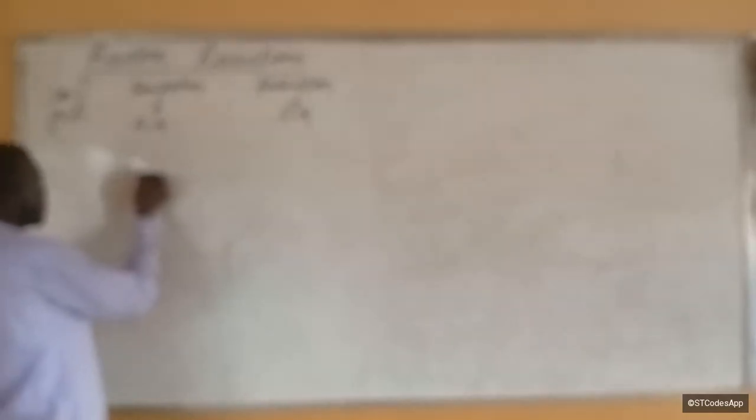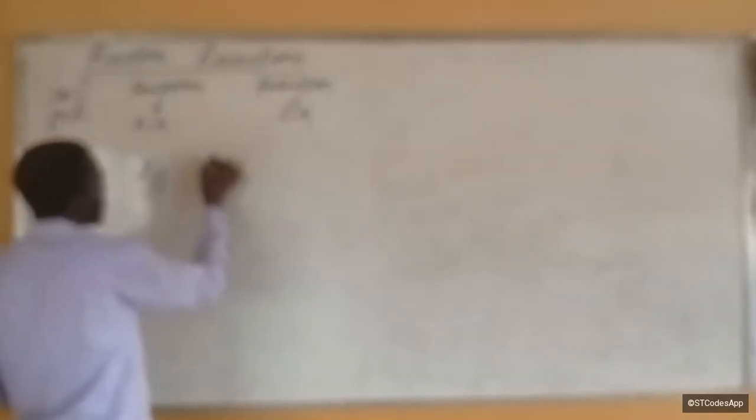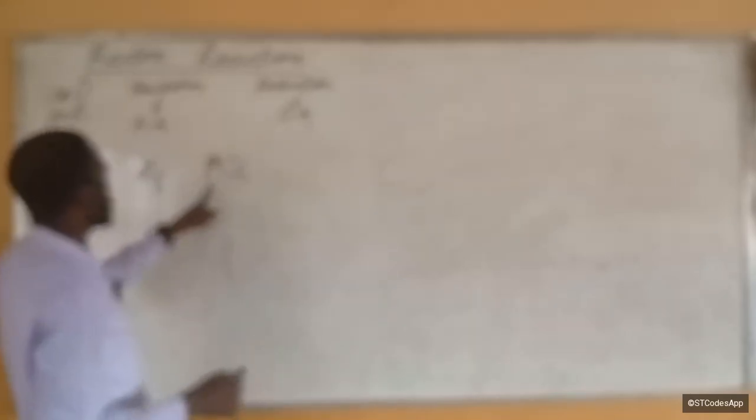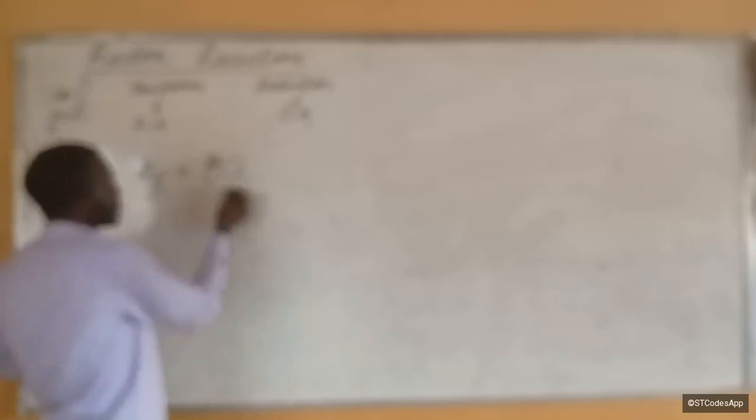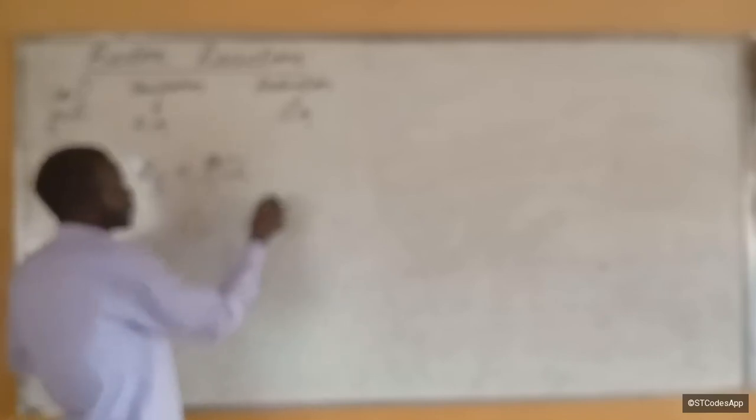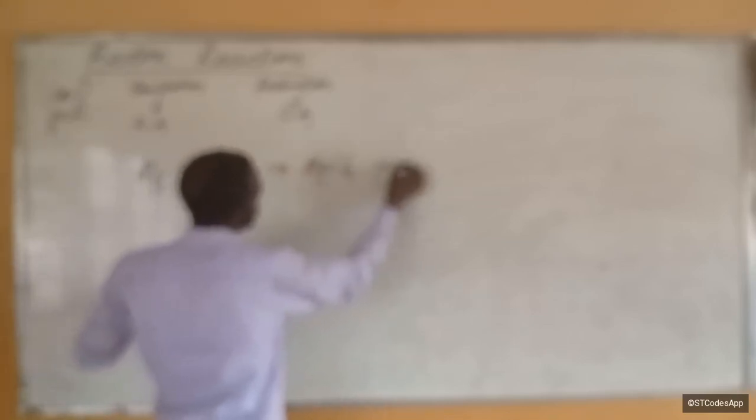Now let me give you an example that I gave you yesterday. For example, if I have magnesium and HCl. Now, magnesium and HCl want to react together. Magnesium will displace hydrogen, right? And then it will become MgCl2 plus H. So from here to here is oxidation.